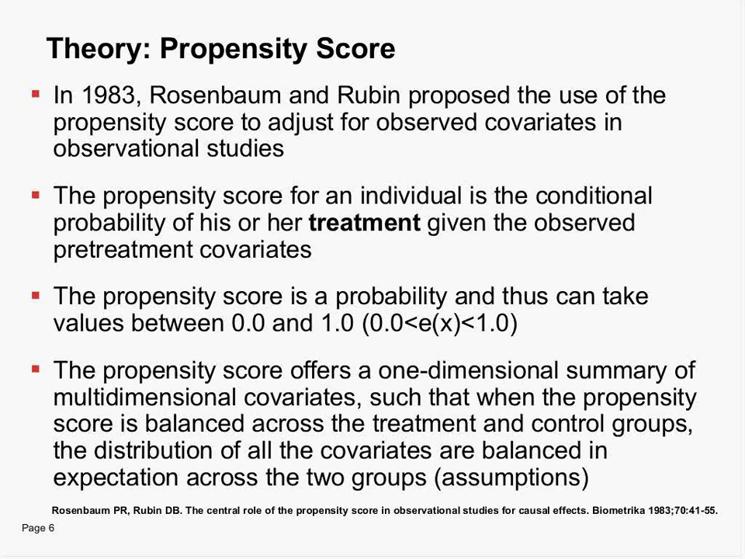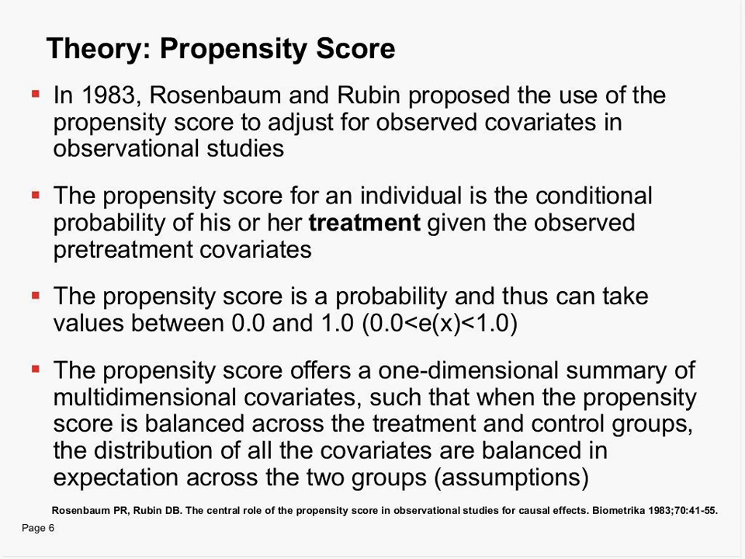The propensity score goes back to Rosenbaum and Rubin, and perhaps even earlier, but the first directly published is 1983, and they developed this idea of using this summary variable to adjust for observed covariates, and they developed some of the properties of the propensity score in this paper.